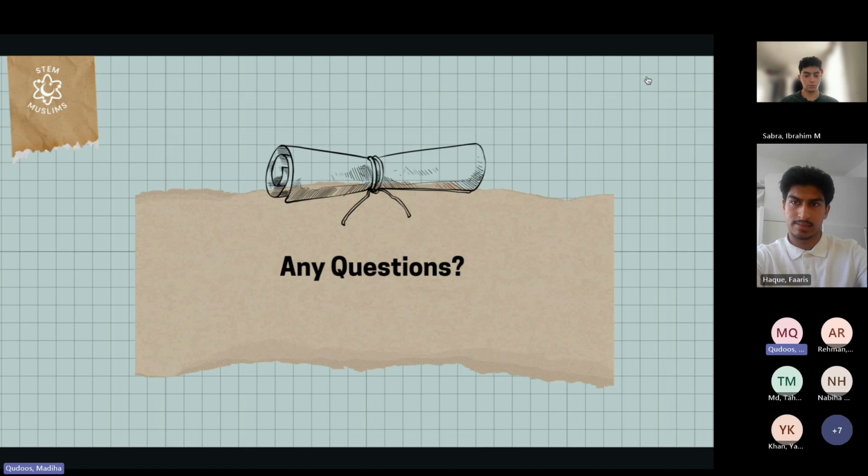Right, the next question is more focused towards Faaris. For aerospace engineering, how much do the entrance exams count towards getting accepted? So what is the most important factor to getting into the course?